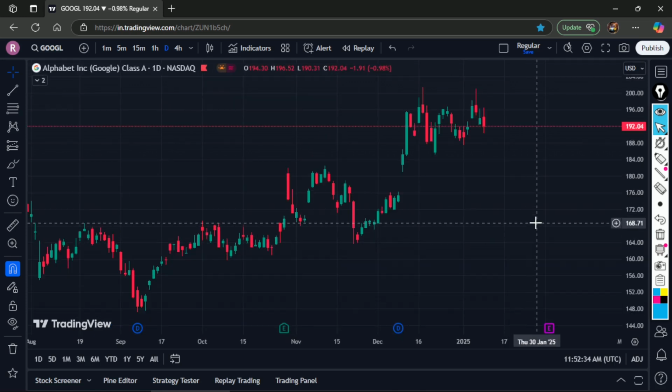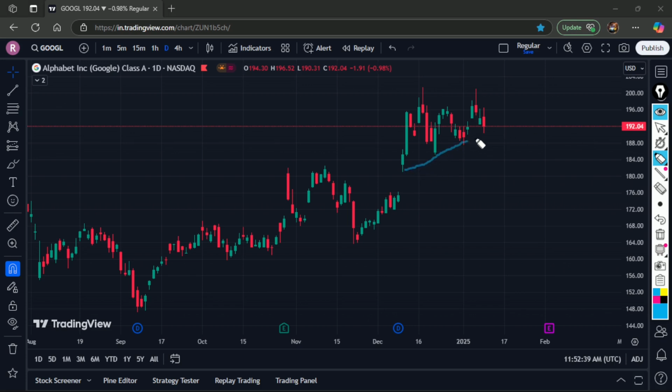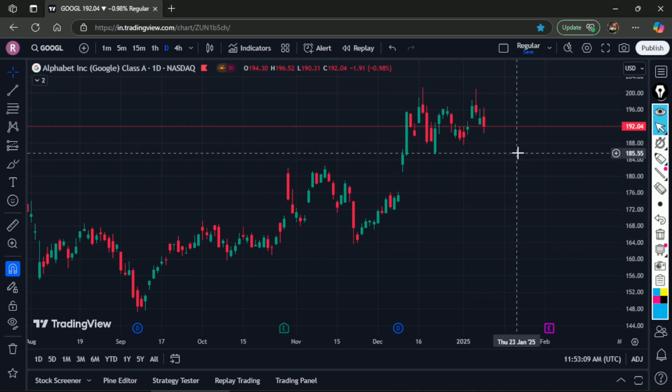Here in GOOGL, it is trying to make an ascending kind of triangle, so it is also a good place to go upside. If it breaks down near this trend line and gives a closing below this, then it will be a negative scenario, and it can come down here. But for now, I will look for a buying side scenario here, so we'll just wait.